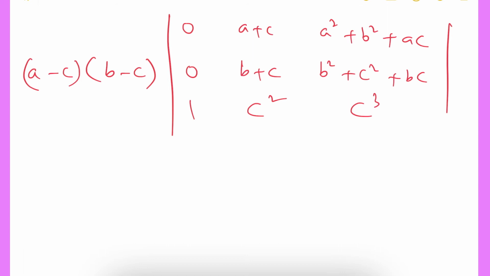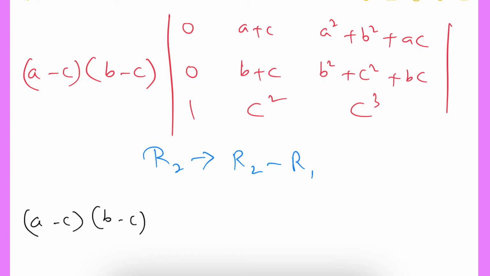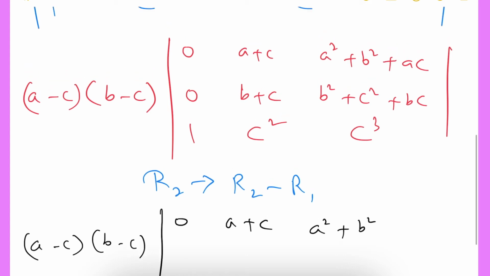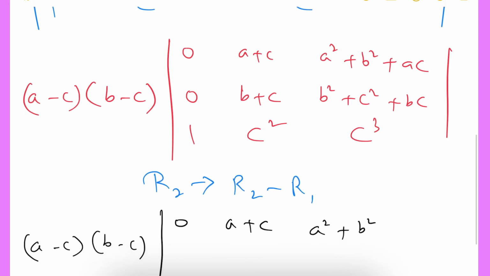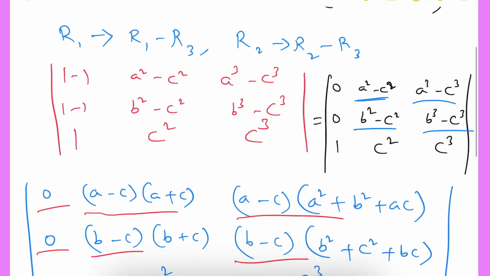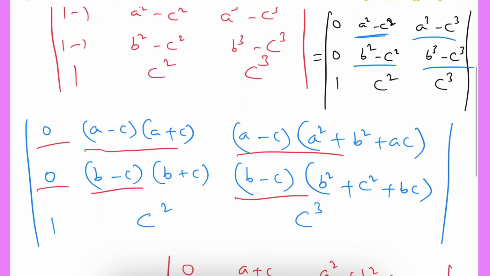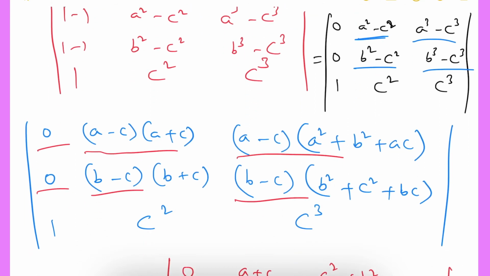Okay, next what I will do is, the second row I will change now. R2, I will write it as R2 minus R1. So outside we have a minus c into b minus c, that as it is, into first row as it is 0 a plus c, a square plus b square. Oh sorry, here actually a cube minus c cube, right?